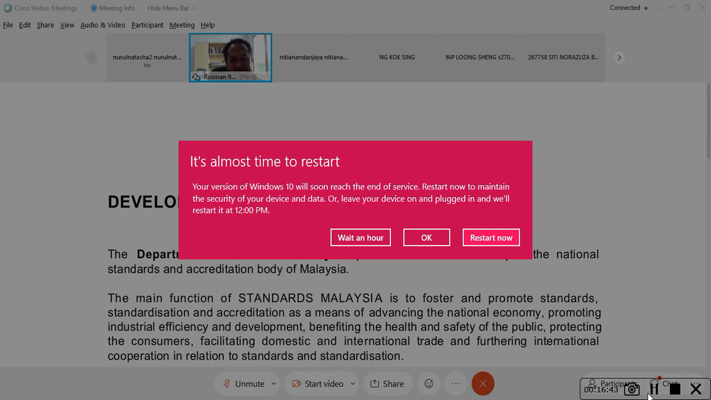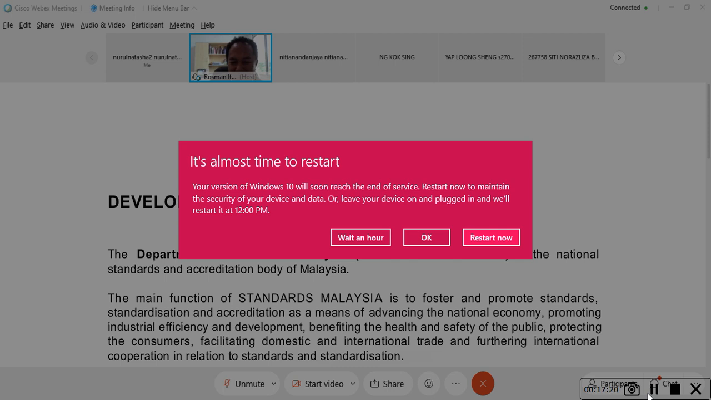Okay, if you see here, the Department of Standards Malaysia, we call it Standards Malaysia in short, is the national standard and accreditation body of Malaysia. So if you want your company to be certified, you need to register with Standards Malaysia.